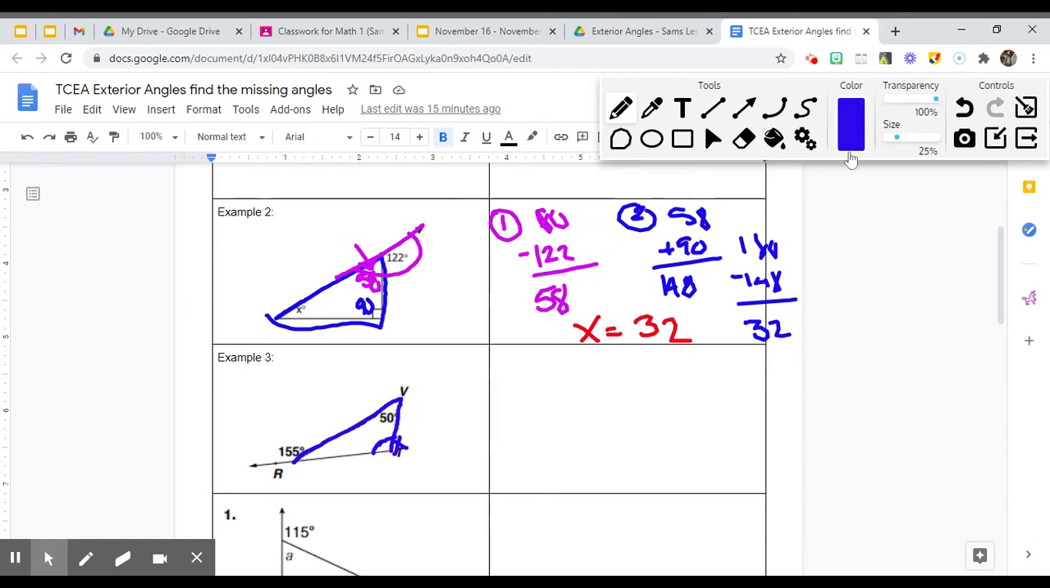So what I'm going to need to do again is use that straight line first. So I'm going to use this piece right here to figure that out first. So what I'm going to do is 180 because that is on a straight line. And I'm going to subtract 155. Okay, so when I take 180 minus 155, I get 25. Okay, so I know that this inside angle is 25 degrees.